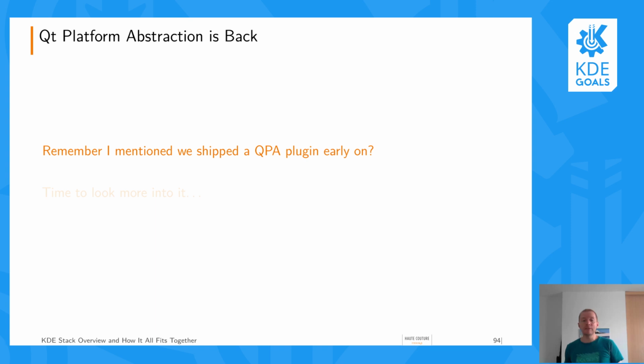All right, so let's get back to Qt platform abstraction, okay? So I mentioned we shipped a QPA plugin. I just mentioned it in passing. So now it's time to look more into it and see what else it does. I just mentioned it links on XMLGui basically so far, right? But why do we have it in the first place?